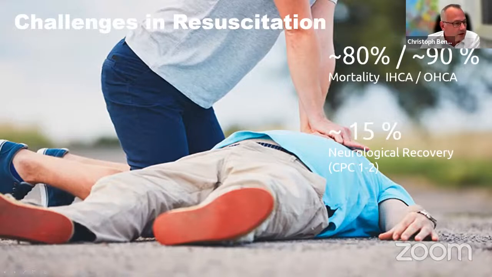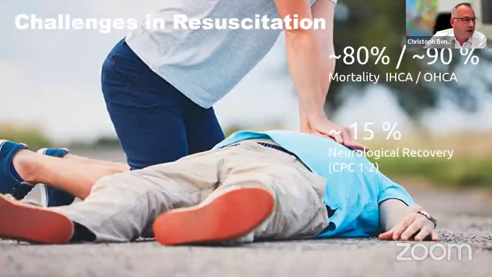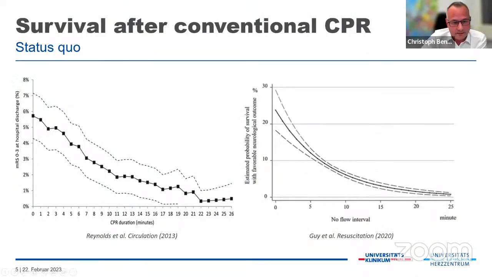We have a high mortality in hospital. It's around 80%. In the out-of-hospital cardiac arrest setting, we have 90%, and of the survived patients only 15% have a good neurological recovery. And this is the graph which explains extremely easily why it is how it is. The time for successful resuscitation is extremely short. After 15-20 minutes, only 1 to 2% will survive without neurological damage.